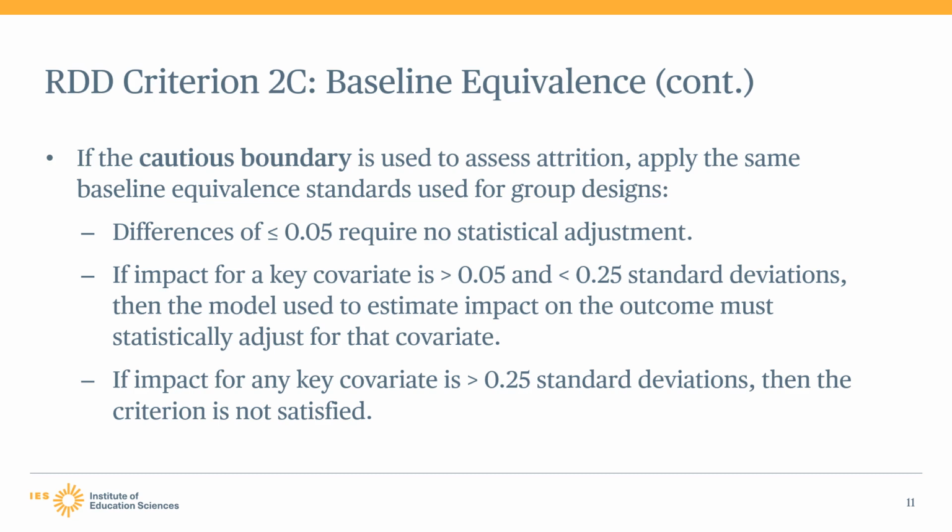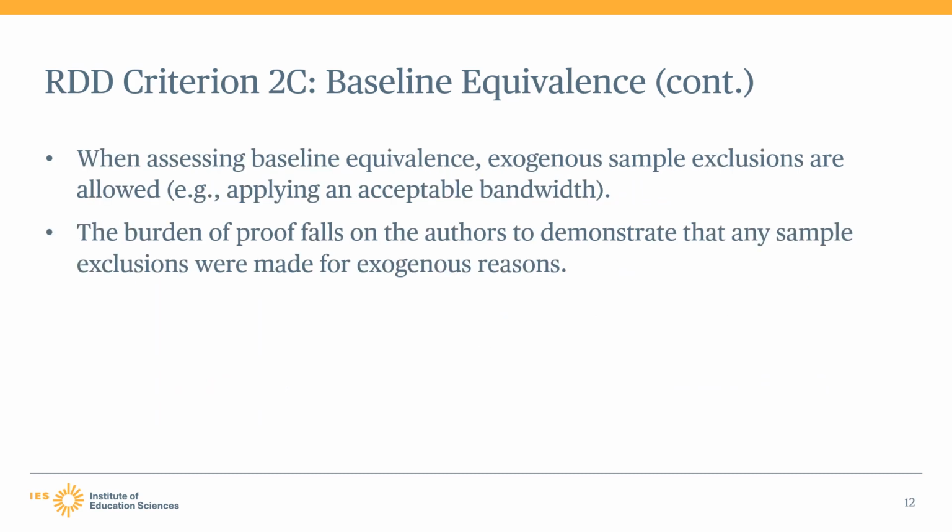This analysis must be conducted using only subjects with non-missing values of the key outcome variable used in this study. When assessing baseline equivalence in RDDs, study authors may exclude sample members from the analysis for reasons that are clearly exogenous to intervention participation. For example, authors may calculate baseline equivalence using only data within the bandwidth that was used to estimate the impact on the outcome. Again, the burden of proof falls on the study authors to demonstrate that any sample exclusions were made for exogenous reasons.